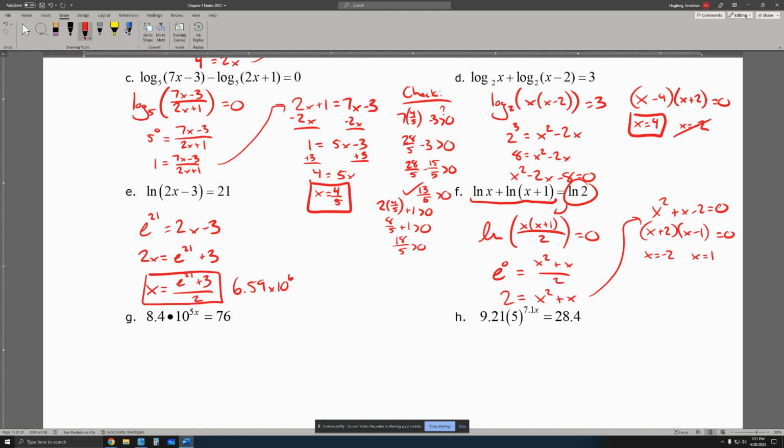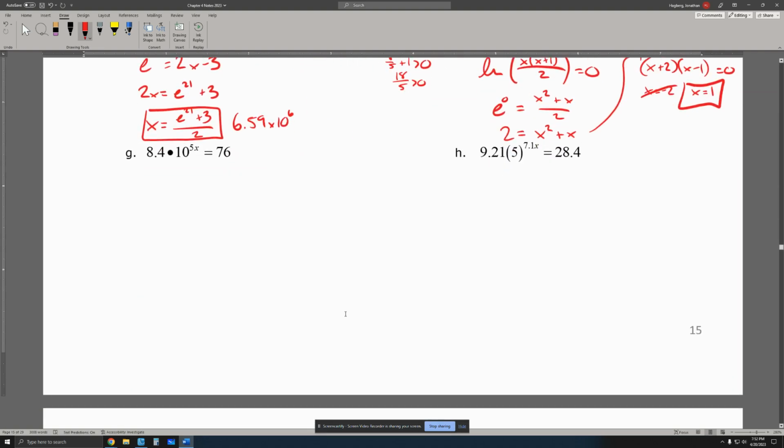Okay, we have to check both. So -2. If I plug in -2 in for this first natural log, it's going to be a domain error, so we eliminate that solution. It's got to be positive. Plugging in 1, that's totally fine for any of these logs. We get 1 here, 2 here, and 2 here. This is a constant. So 1 is a solution.